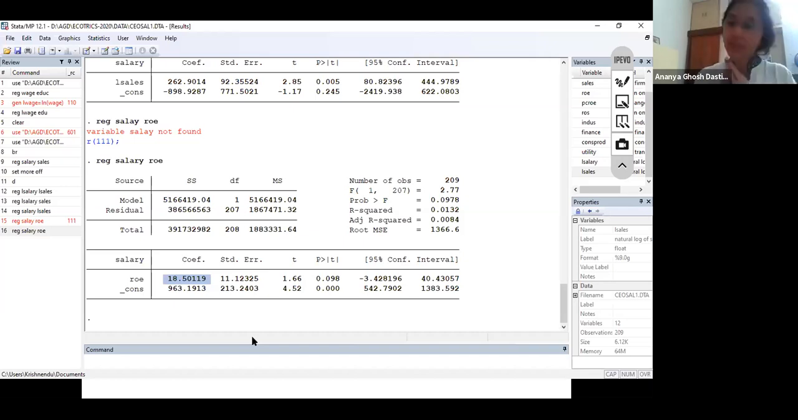So again, my research scholars, my message to you is that when you're interpreting results, be very careful. Be very careful to note the units in which your variables are measured, so that you are not making mistakes and you're interpreting the results correctly.